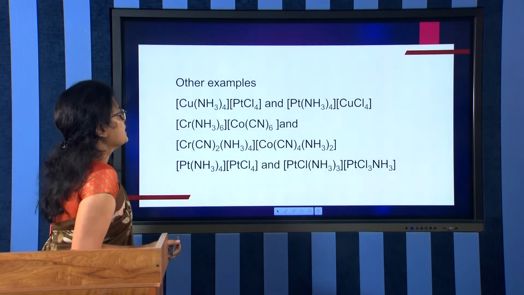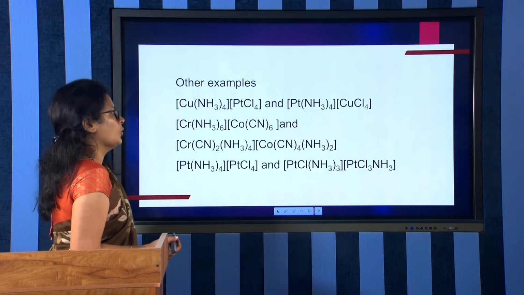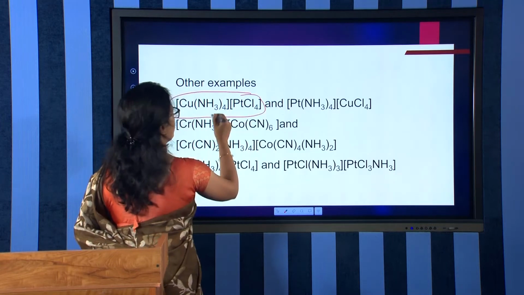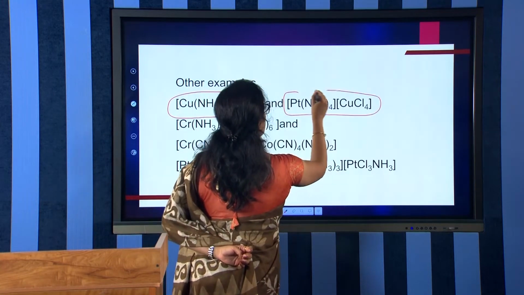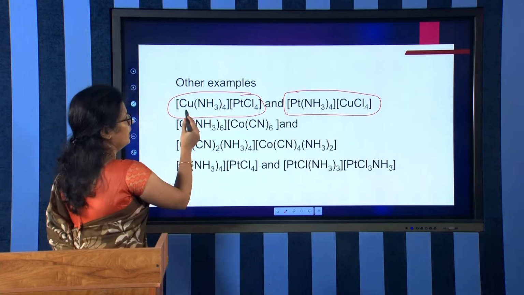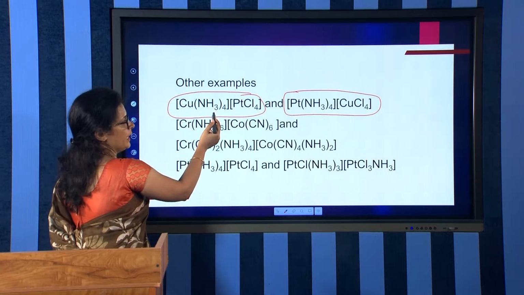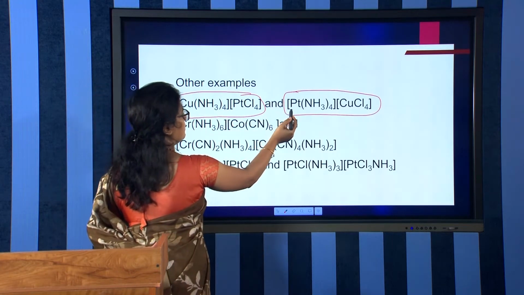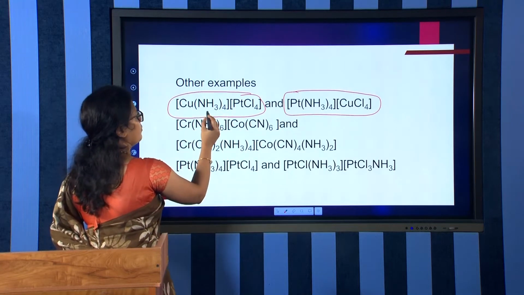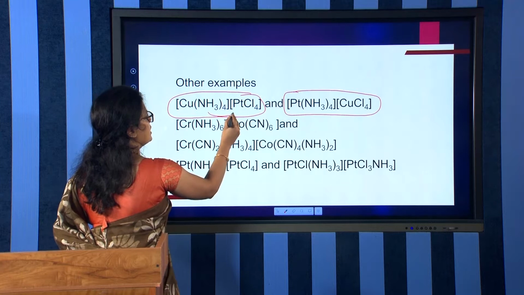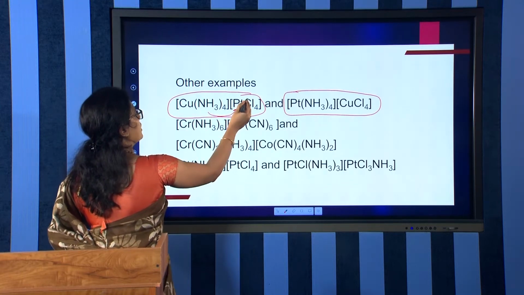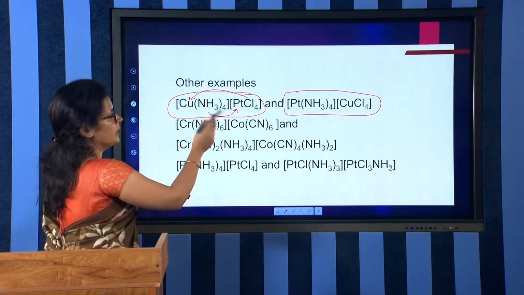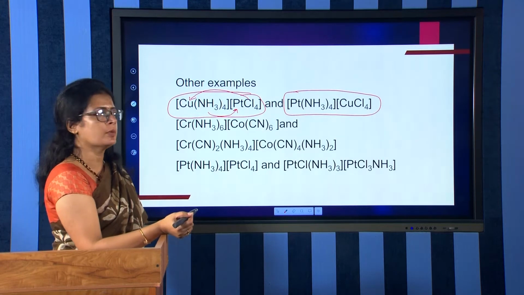Other examples are there. [Cu(NH3)4][PtCl4]. The whole thing is a coordination compound, this part is one coordination complex, and this is another coordination complex. What is the difference? Here copper is having ammonia as a ligand, and platinum is having chloride as a ligand. In the second case, platinum is having ammonia as a ligand. What happens? The ammonia is exchanged with the platinum, and the chloride is exchanged with the copper. That is the only difference. So these are the examples for coordination isomers.